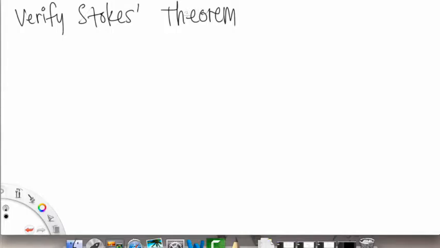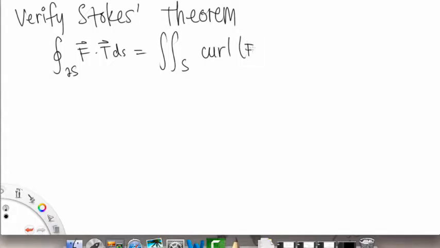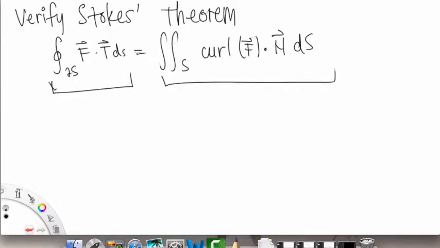Just as we did with Green's theorem, here's our theorem first of all: the line integral over the boundary of S of F dot T ds is equal to the surface integral, the double integral over S of the curl of F dotted with the normal vector n dS. Again, just as we did with the Green's theorem problem, if you watched that, I'm going to approach this in a kind of systematic way.